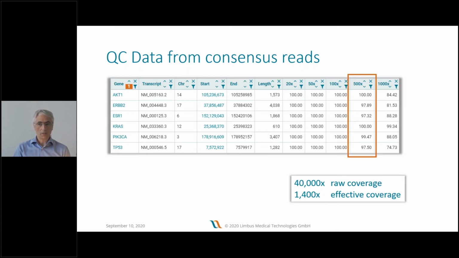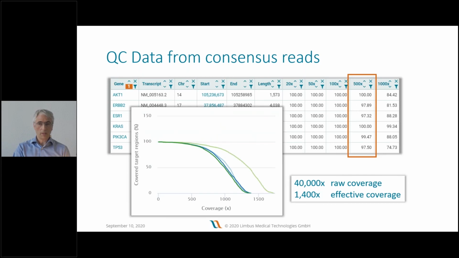In general, this sample exhibited a raw coverage of 40,000x, and after consensus building, we achieved an effective coverage on average of 1,400x. This can be nicely visualized in the software. This is a graph showing the percent of bases covered at a specific coverage, and these graphs show that the coverage is very homogeneous. This means you are sequencing very efficiently, and you're not wasting reads in specific regions, and you're not missing coverage in others.